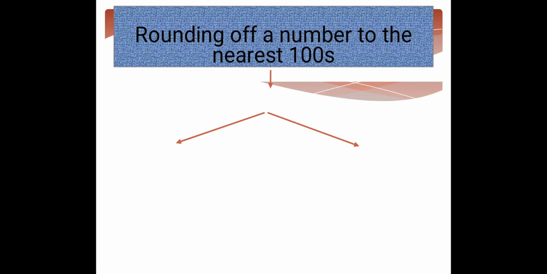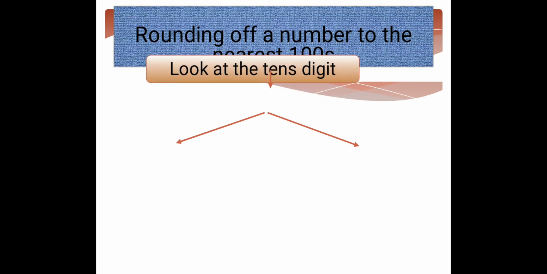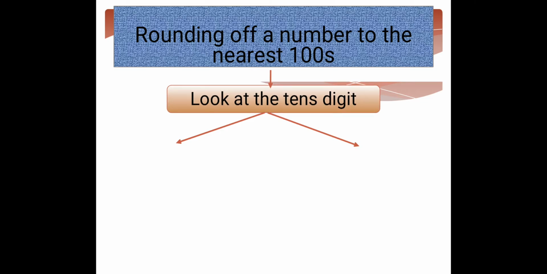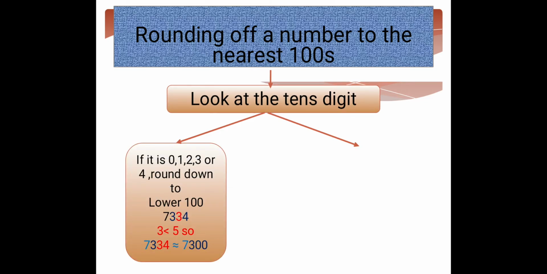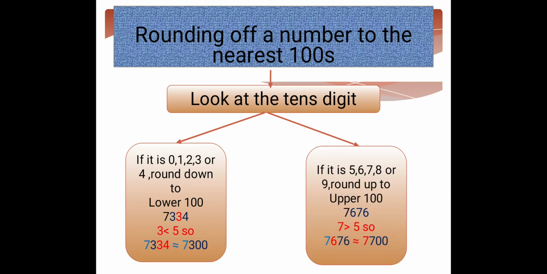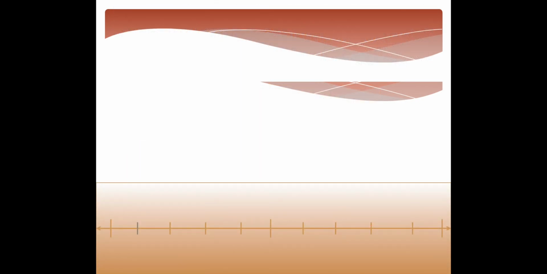Round off a number to the nearest hundreds. Here we have to look at the digit which is at the tens place. Look at 3, it is less than 5, so 34 becomes 300. And here look at the digit at the tens place, it is 7, and 7 is greater than 5, so 676 becomes 700.